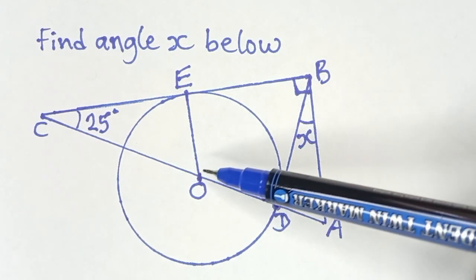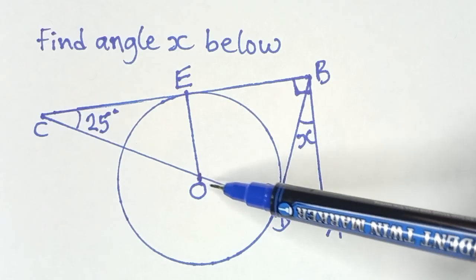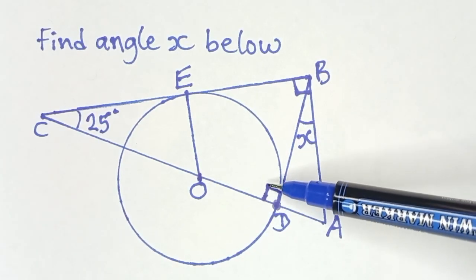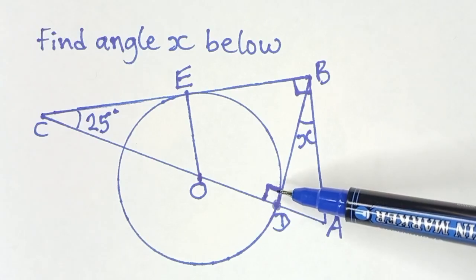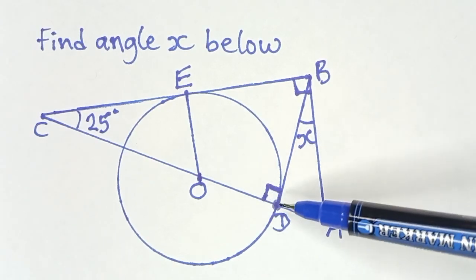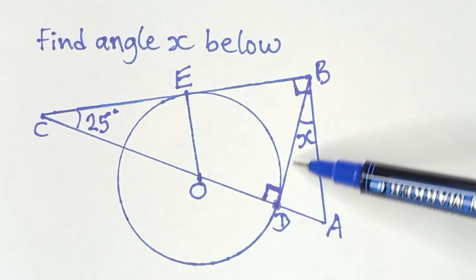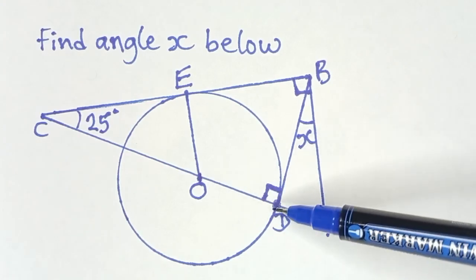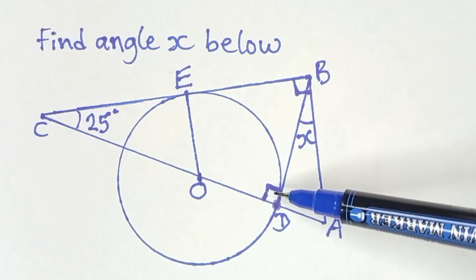So that means anytime you see a radius line meeting a tangent line, where they meet is equal to angle 90. That is one of the theorems of a circle: a radius is perpendicular to a tangent line.